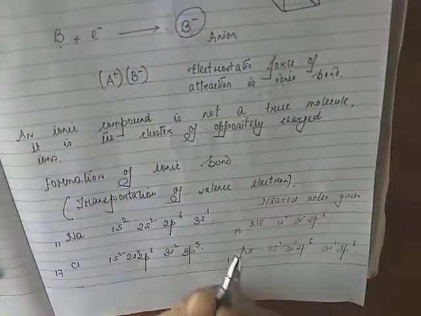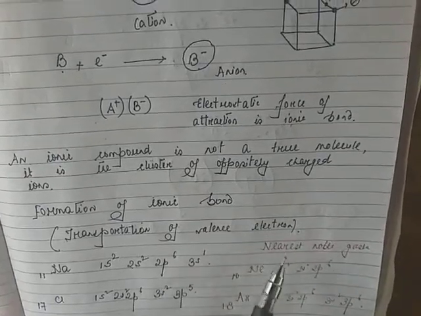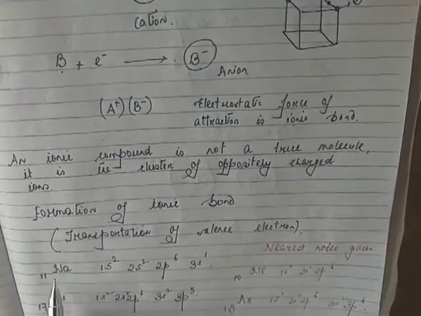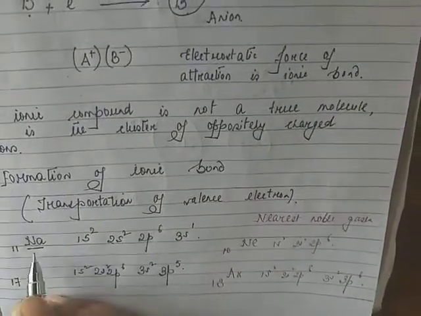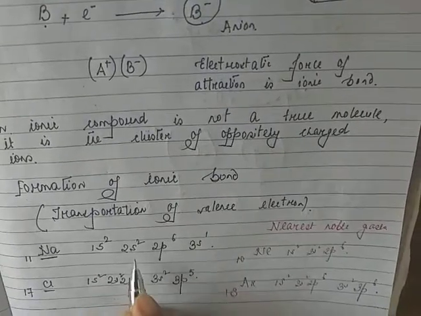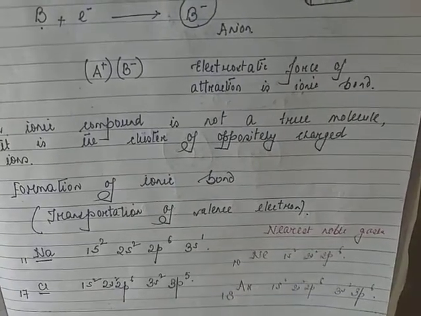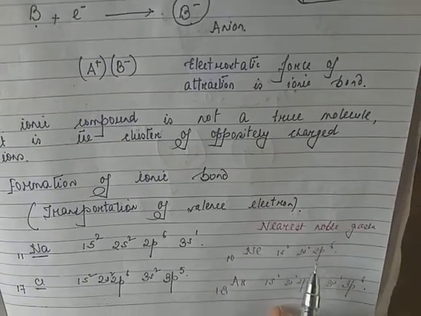Formation of ionic bond. That is how the transportation of valence electrons occurs. Let's see the most common example, sodium chloride. Sodium has an atomic number of 11 with a configuration of 1s2, 2s2, 2p6, 3s1. The nearest noble gas is neon, 1s2, 2s2, 2p6.